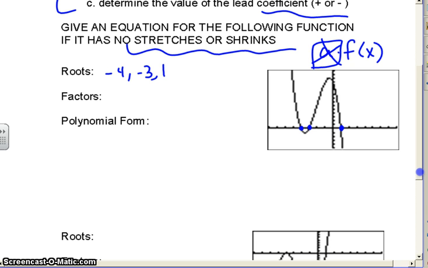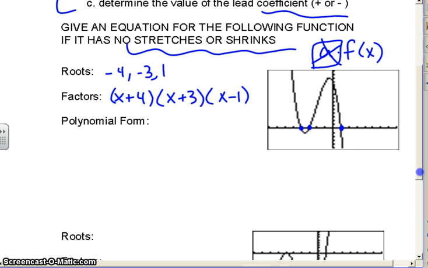I want to write them as factors. How would I write them as factors? Good. x plus 4, because remember, if you set x plus 4 equal to 0, x is -4. So think about that as you write these factors. All right, the next one. And the next one. Good. Polynomial form comes from multiplying your factors together.